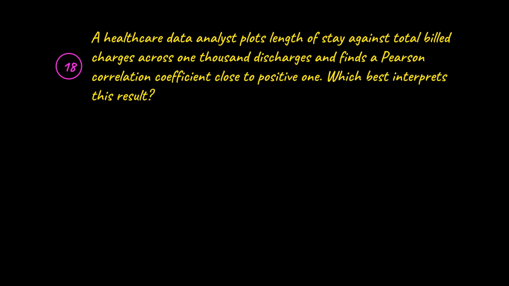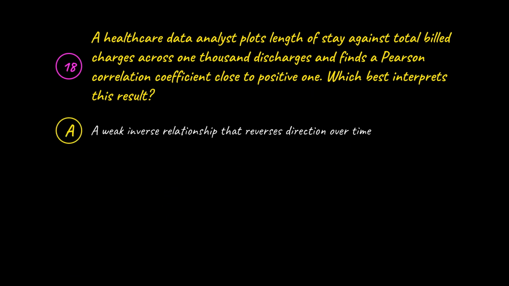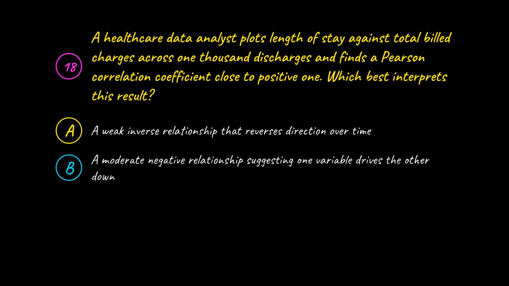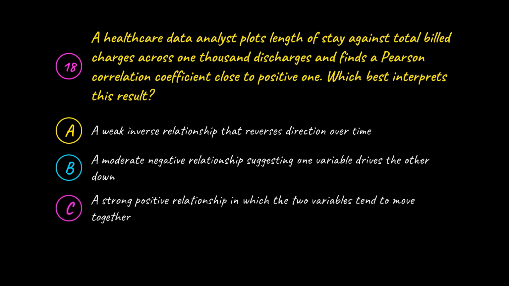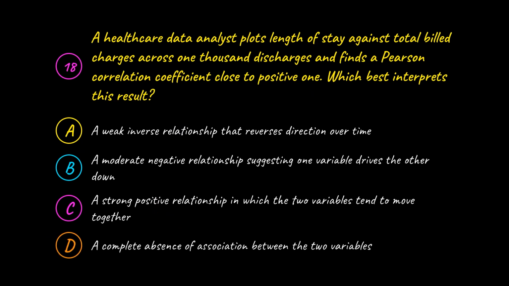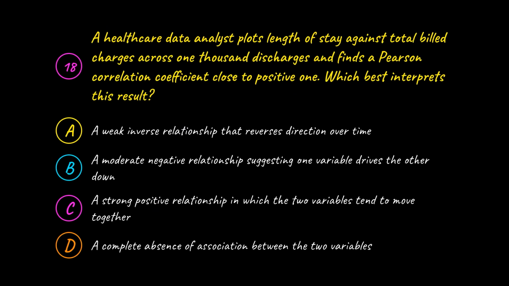Your options are A. A weak inverse relationship that reverses direction over time. B. A moderate negative relationship suggesting one variable drives the other down. C. A strong positive relationship in which the two variables tend to move together. D. A complete absence of association between the two variables. Take a second. Which answer would you pick?